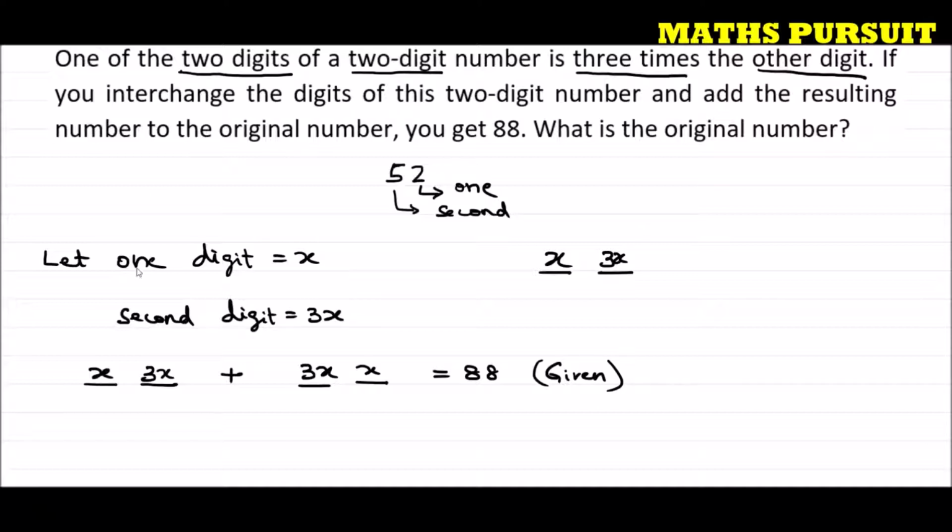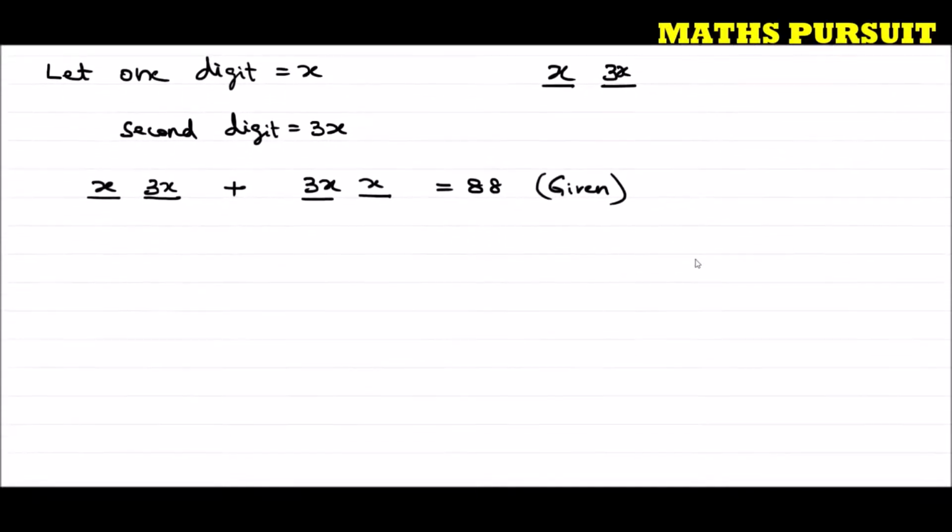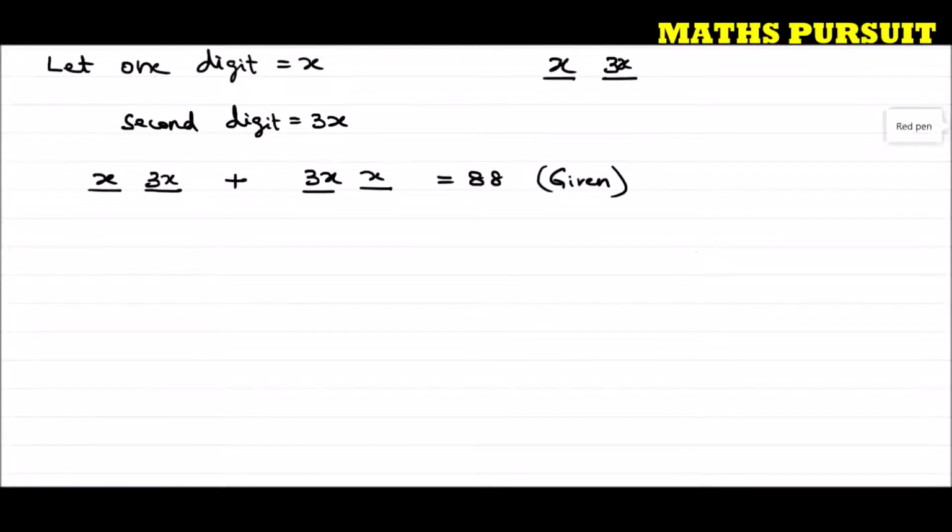Now, in order to solve this further, let us understand one thing. Let us take the same example, 52. How is this 52 written? 52 means this 2 is in the units place, that means 2 into 1, that is equal to 2. And 5 is in the tens place, that means 5 into 10, that is equal to 50.